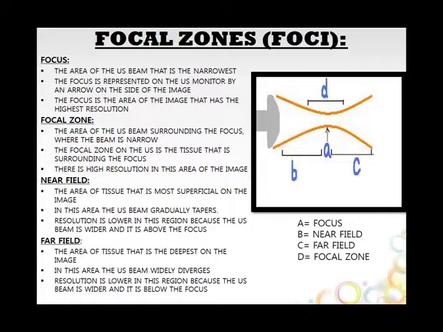So here's our near field. In the near field, the beam is gradually tapering to where we get to our narrowest point, which is the focus. And then the far field is this area, and this is the area of the beam where the beam starts wildly diverging. So resolution in this area, the near field and the far field, is lower than it is at the focus because the sound beam is wider in these areas. The narrower the beam, the higher your resolution.